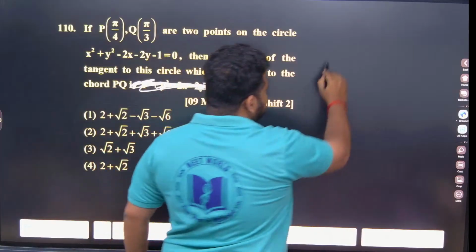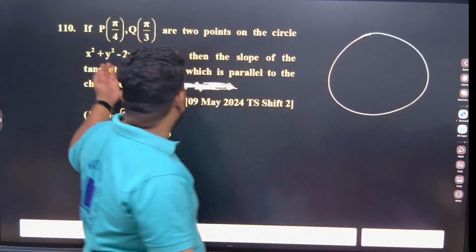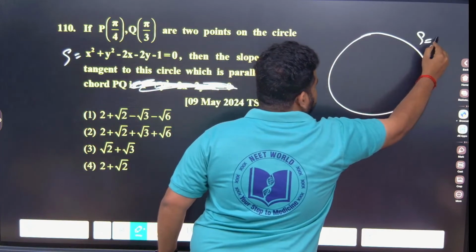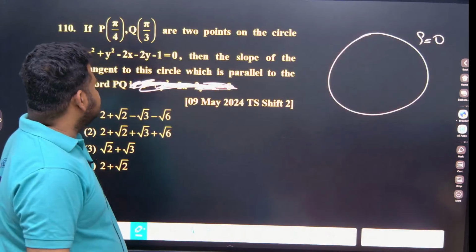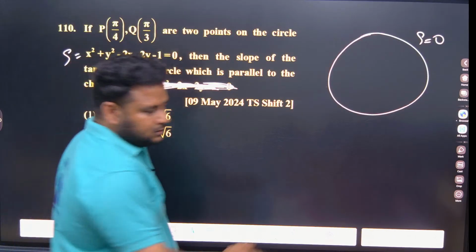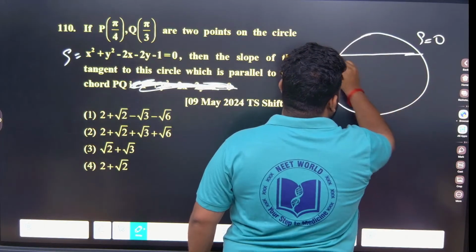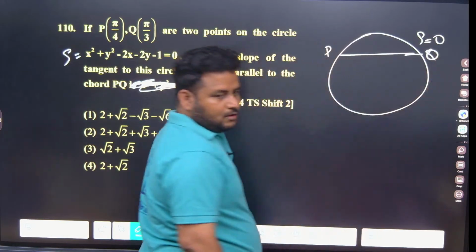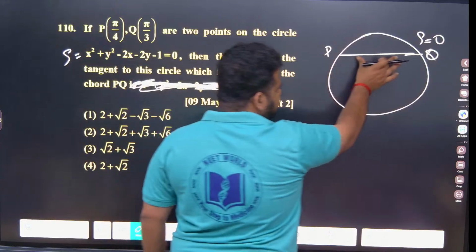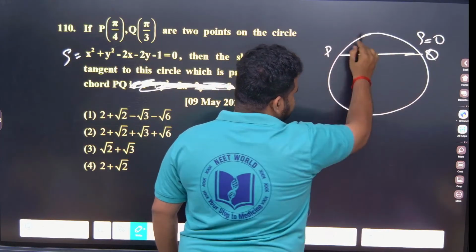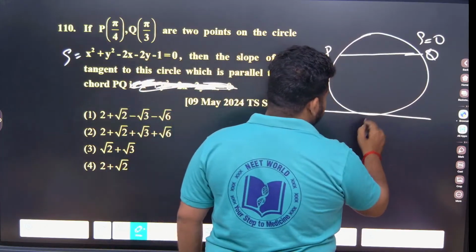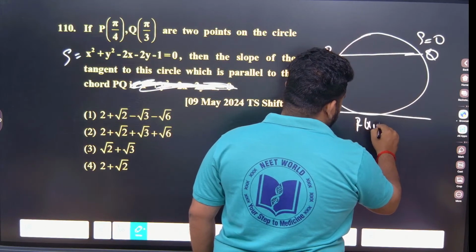So see here, there is a circle. Okay, the circle is given by this equation. Let this be S. Here S is equal to 0. They are asking the slope of the tangent to this circle which is parallel to the chord PQ. There is a chord PQ. For this parallel there is a tangent. Let us draw the tangent here or here. Okay, let the tangent be here. Let this point be R, let this be x1, y1.